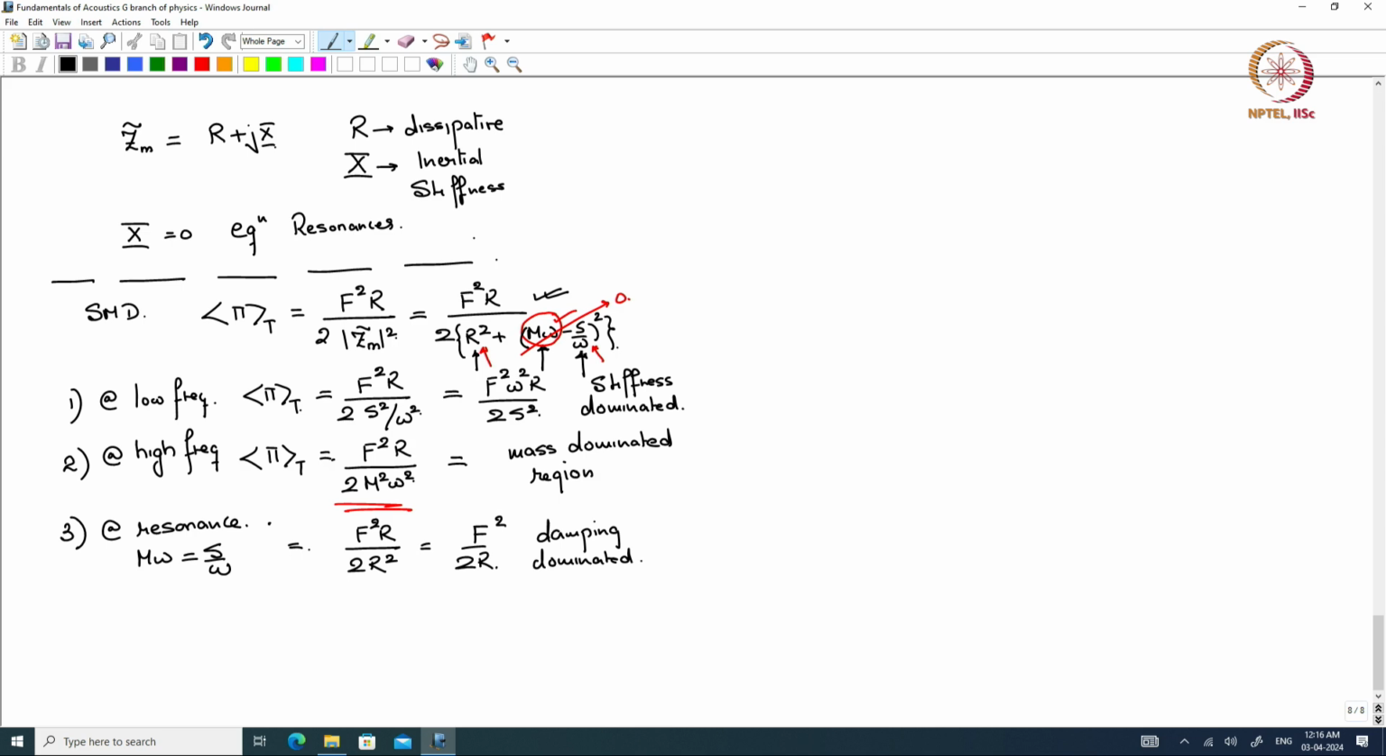Now with this I close the topic of spring mass damper system, and the main idea to get out of this is the idea of mechanical impedance. In the next class I will start looking at waves on a string, which is a continuous system, and for the first time we will be seeing a wave equation. Thank you.